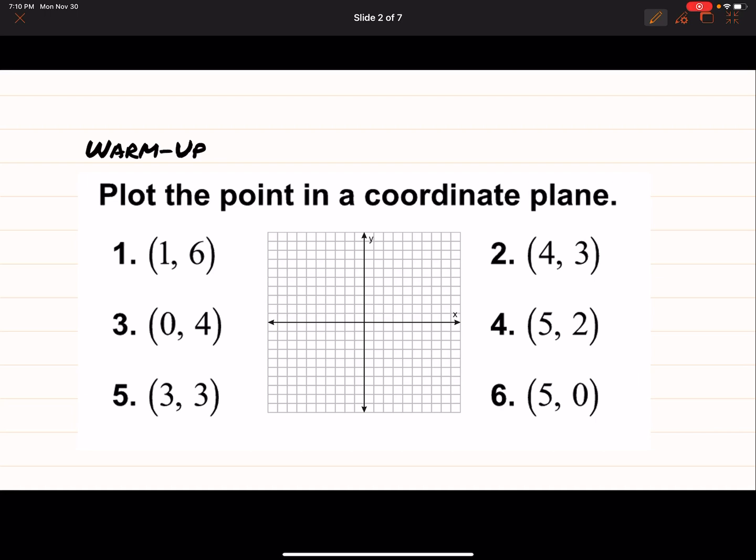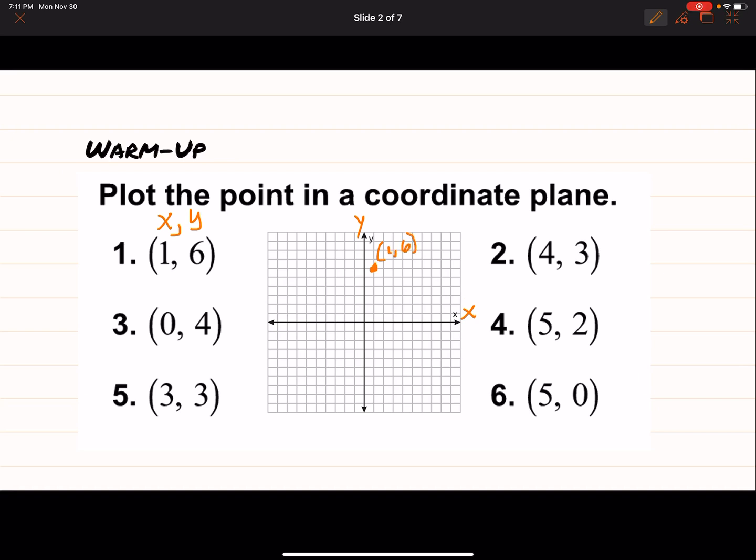Okay, let's look at number 1. Number 1 has (1, 6). If you'll recall, we have our x, then our y when we're working with an ordered pair. So look at our x-axis, our y-axis. (1, 6) is going to move over on the x-axis 1 point and up 6 points on the y-axis. So if we go over 1 and up 6, we've got a point right there, and we can label it if we need to, (1, 6) inside parentheses separated by a comma.